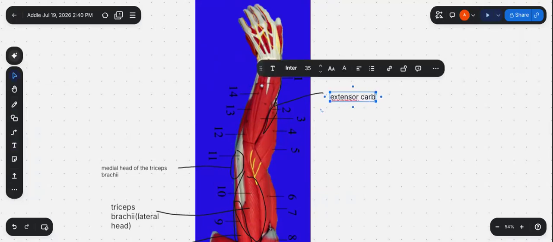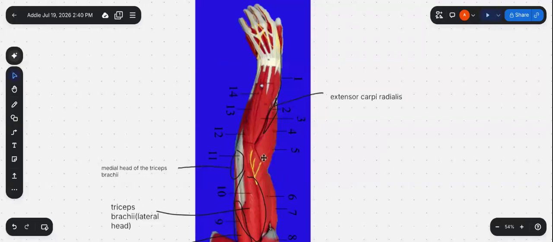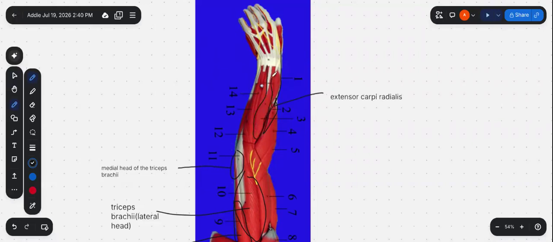Extensor carpi radialis. Next, you have your extensor digitorum. The extensor digitorum is going to be this thick muscle over here in the middle.